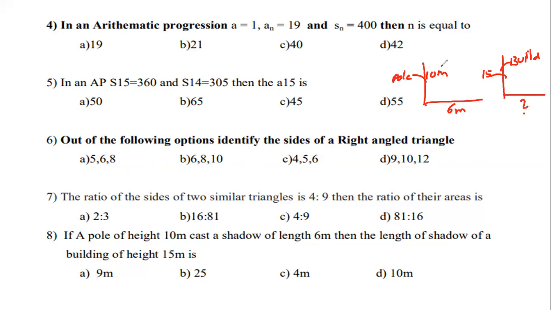Take ratios. 10 by 15, height of the pole divided by height of the building. 10 by 15 is equal to 6 by x. X is equal to 6 into 15 divided by 10. 5 2s are 10, 3 2s are 6, 3 3s are 9 meter. Which option is right? Option A is correct. Next, go for next sum.